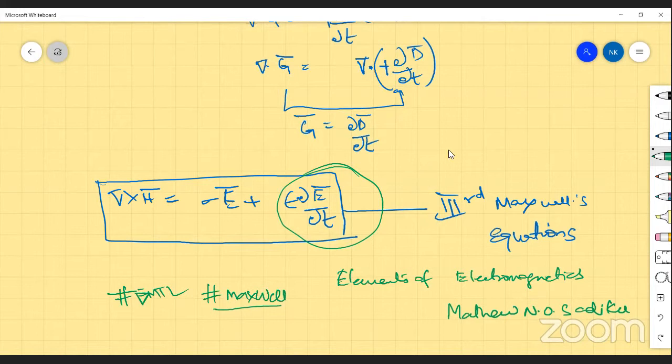Okay. So what we did today, we discussed the time varying field Maxwell's equations. Automatically you can write it down as an integral. Suppose this is the line integral of H bar dot dl bar.